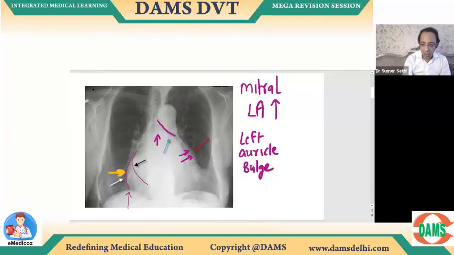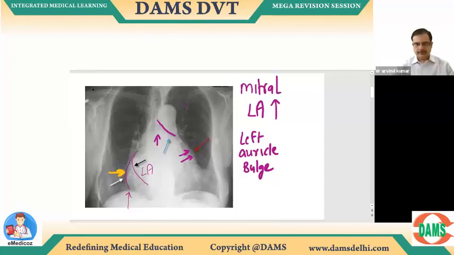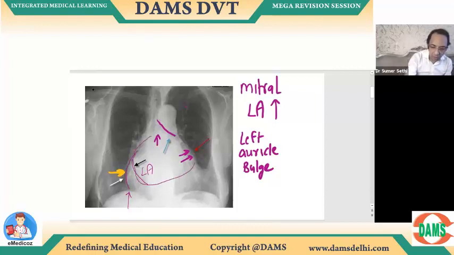This original shadow is because of the right atrium. Now you can even see the left atrial shadow. If you can imagine, this is your enlarged left atrium, which is causing a bulge in the left heart border, which is the auricular bulge. It is causing carinal widening. You can see a double atrial shadow.